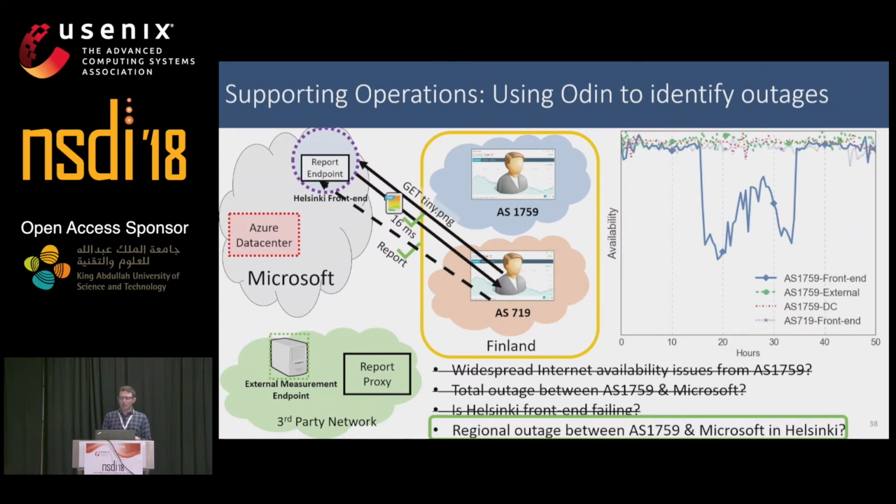And next, we'll look at measurements from other ASs to the Helsinki front end. For this, we selected AS 719, which is also in the Helsinki region in Finland. And these measurements are also successful. So this doesn't look like a front-end failure. The most likely explanation is that this is a regional outage between AS 1759 and Microsoft in Helsinki. By combining measurements between diverse sources and destinations, we were able to narrow down the work needed to mitigate.